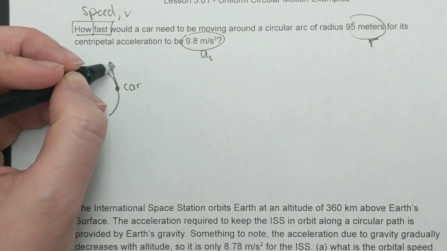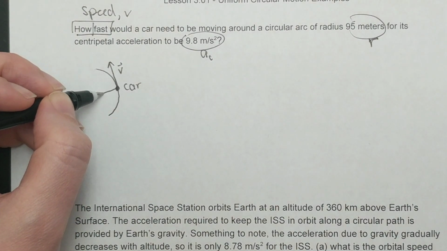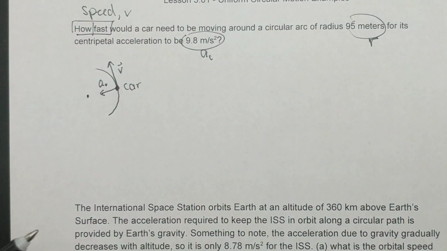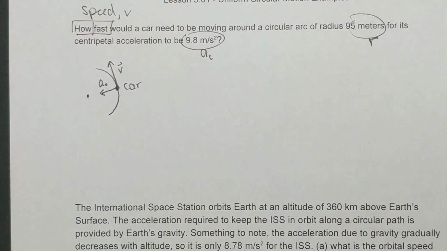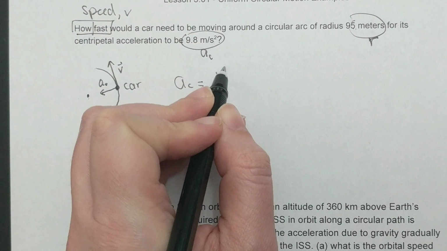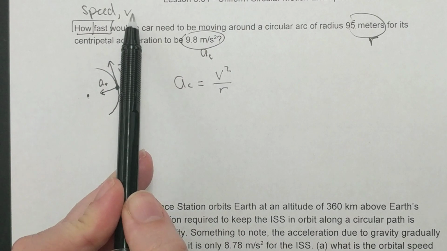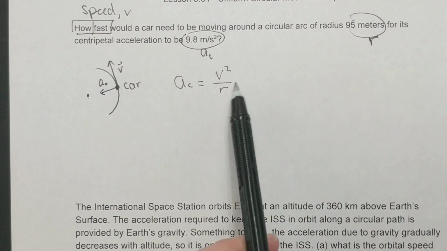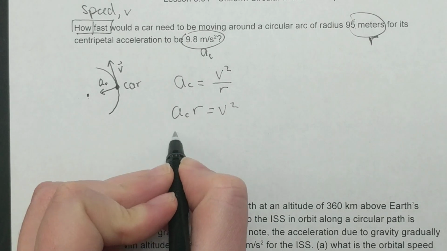So our velocity vector would be tangent. There's a velocity vector. And the centripetal acceleration would then be pointed towards the center of the circle, perhaps there is the center. We know the distance from the center to its location is 95 meters. We do know that centripetal acceleration is equal to v squared over r. If we are solving for the speed, we just need to rearrange this and solve for v, because we already know the acceleration and the radius. So I'll multiply both sides by r and then take a square root.